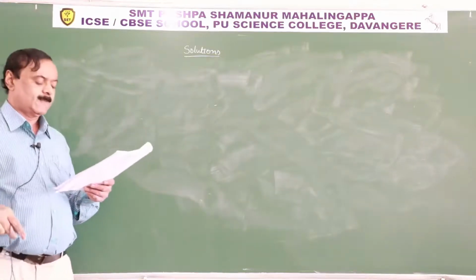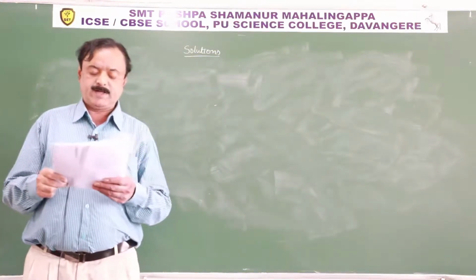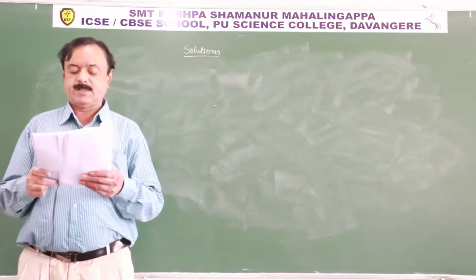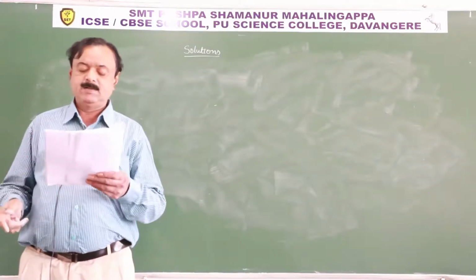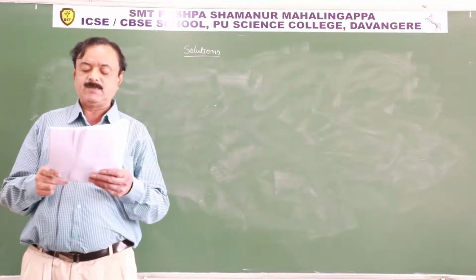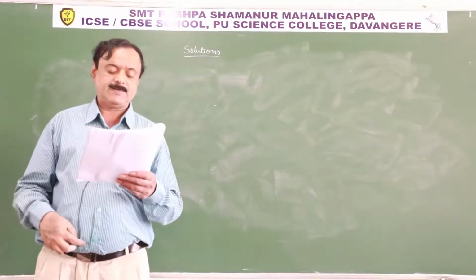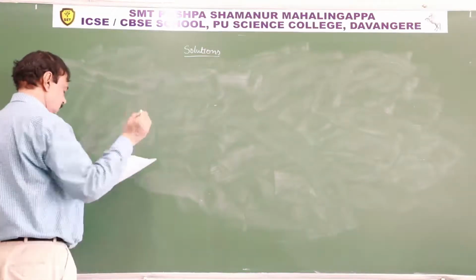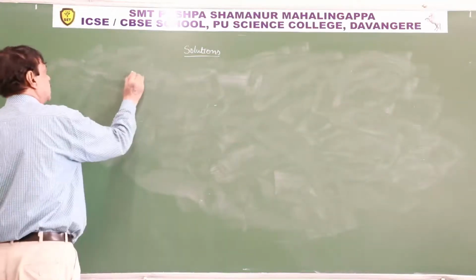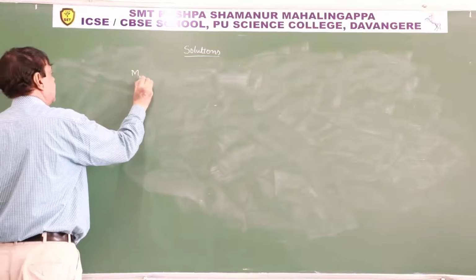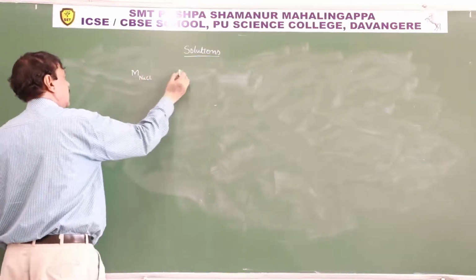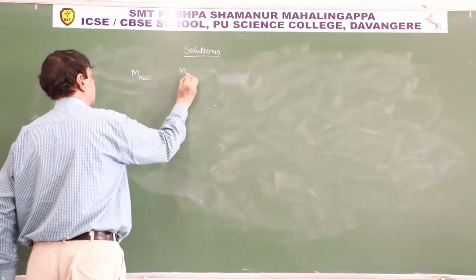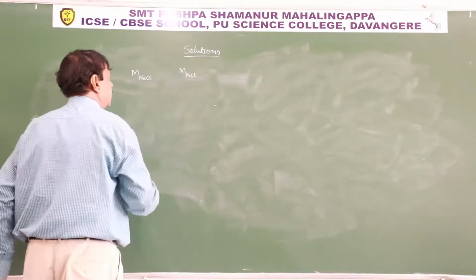Next one is: equal weights of sodium chloride and potassium chloride are dissolved separately in equal volumes of solutions. Molarity of the two solutions will be dash. Now consider this is the molarity of sodium chloride and this is the molarity of potassium chloride.